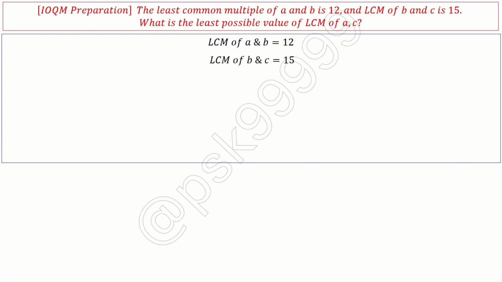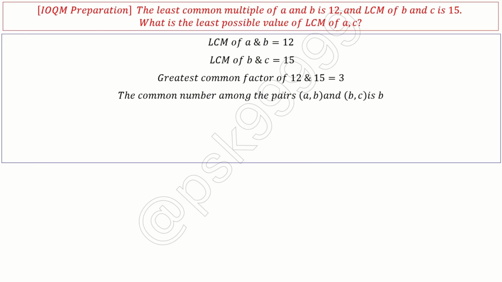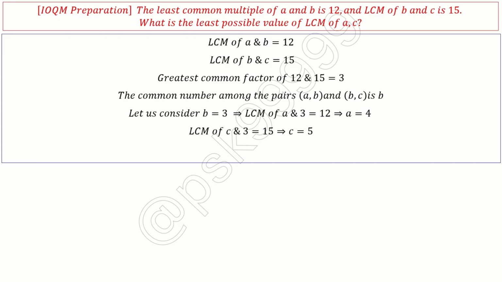Now if you see both of these, the common factor, the highest common factor, is 3. So 3 should be the common number among A and B and B and C. Let's try with 3 first. Let B be equal to 3. Then LCM of A and 3 is 12, which means A is 4. And LCM of C and 3 is 15, which means C should be 5.